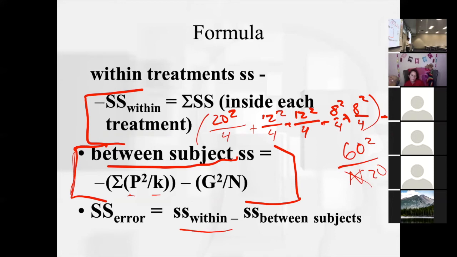This couldn't be any easier. Don't worry about any sort of computational way of doing it. To get your sum of squares error, you just need your sum of squares within and your sum of squares between subjects. Once you have those, you can get your sum of squares error.